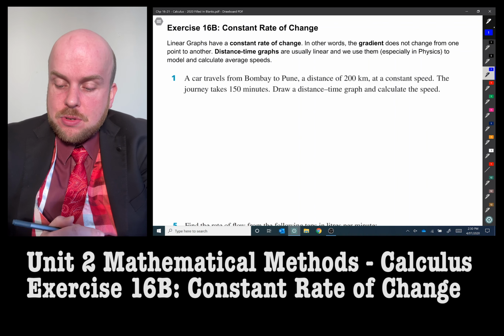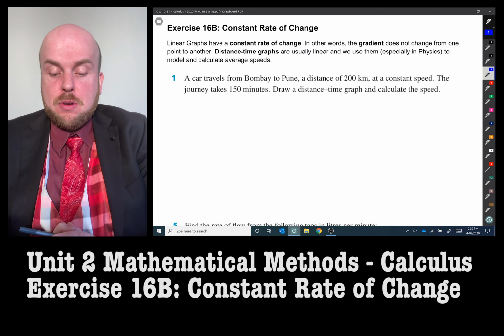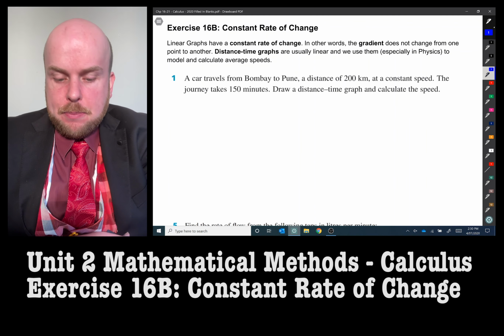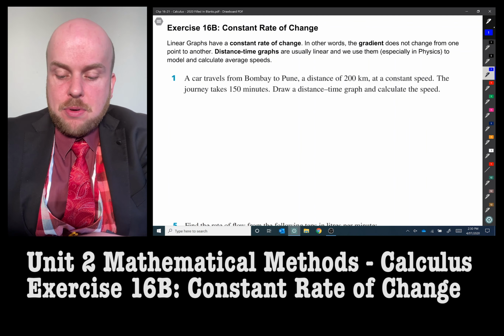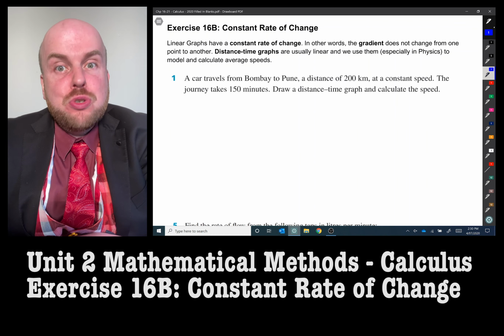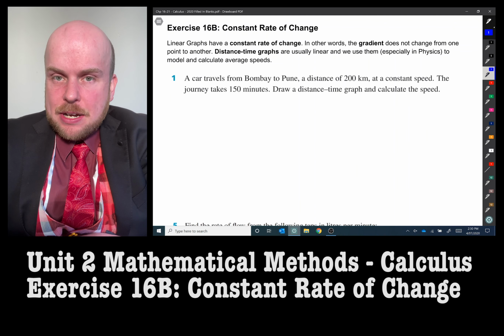Distance time graphs are usually linear, and we use them, especially in the wonderful world of physics, to model and calculate average speeds. So if we've got this example here, a car travels from Bombay to Pune, a distance of 200 kilometers at a constant speed. The journey takes 150 minutes. Draw a distance time graph and calculate the speed.